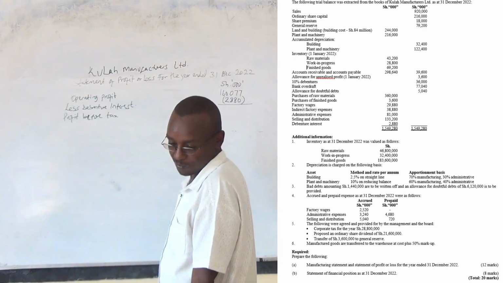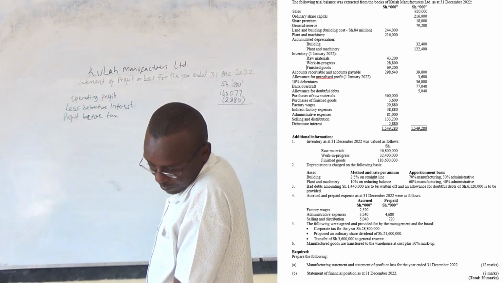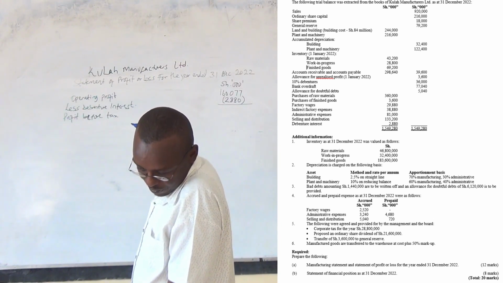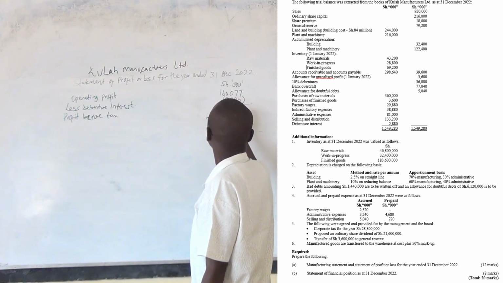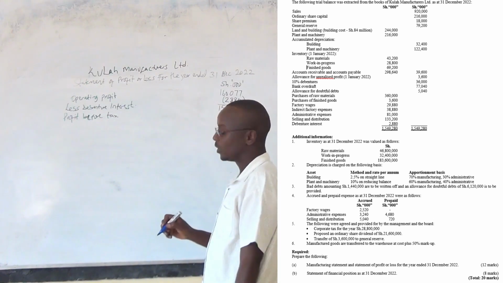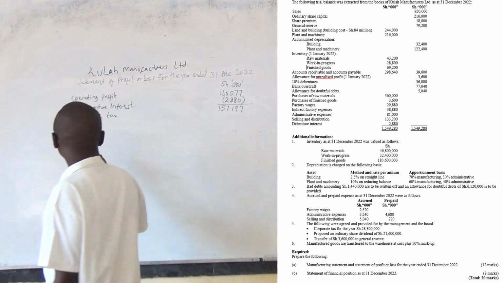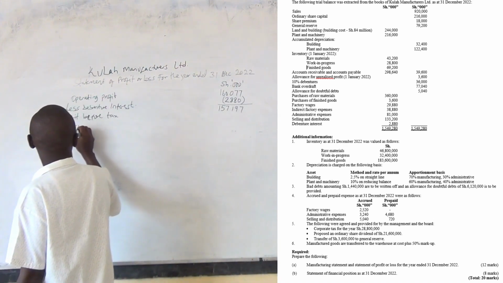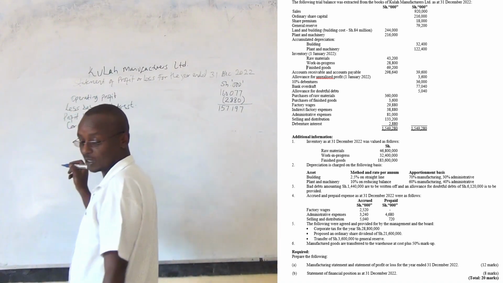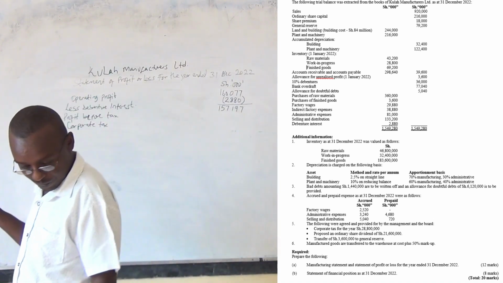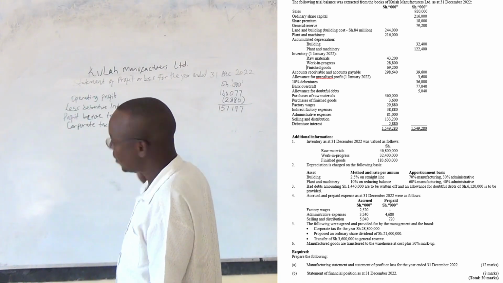which is 157,187. Then corporation tax, corporate tax. How much? 28,800.